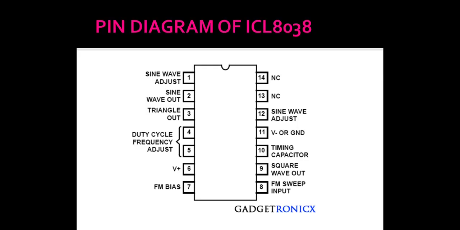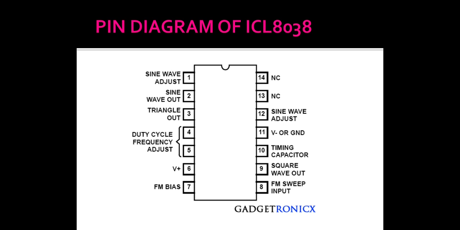Good morning. Today we are going to discuss the ICL 8038 function generator. A function generator is nothing but a circuit that generates certain waveforms such as sine, square and triangular waveforms. This IC is very much helpful for producing these three waveforms. And this is the pin diagram of ICL 8038.